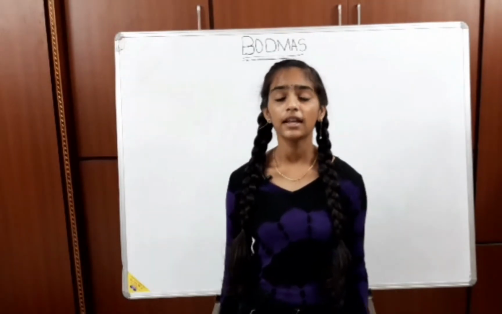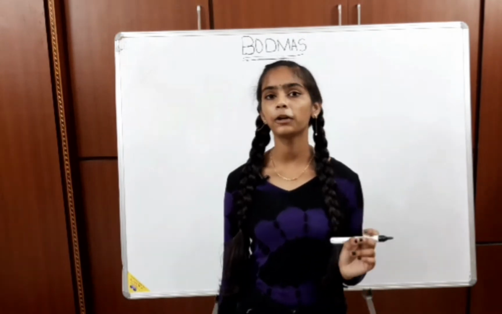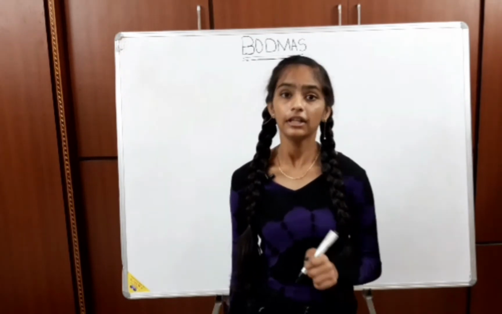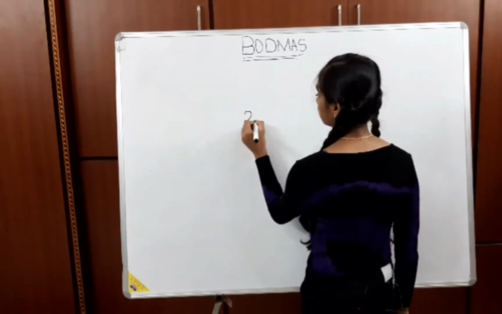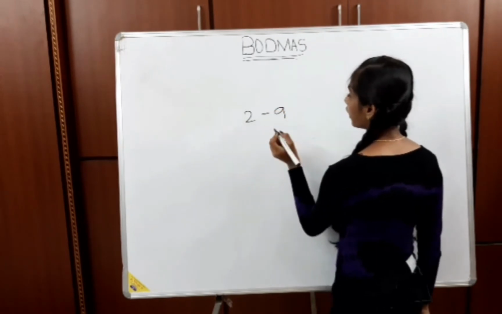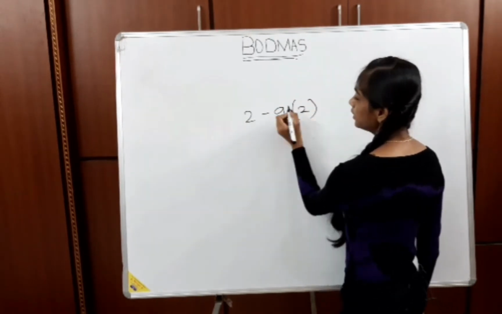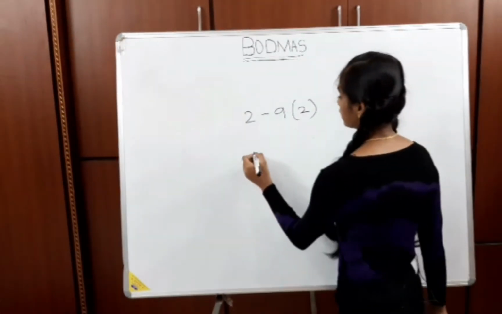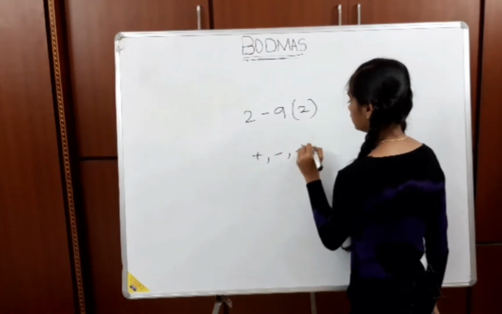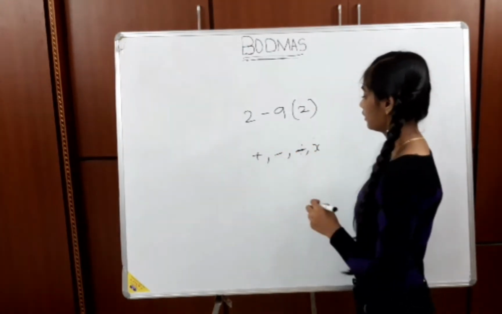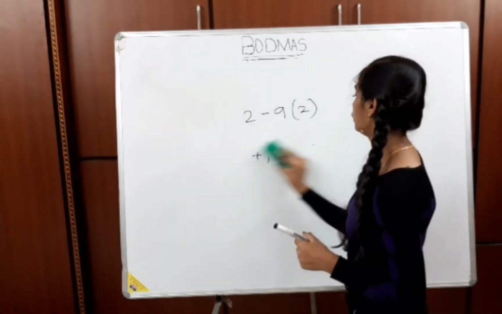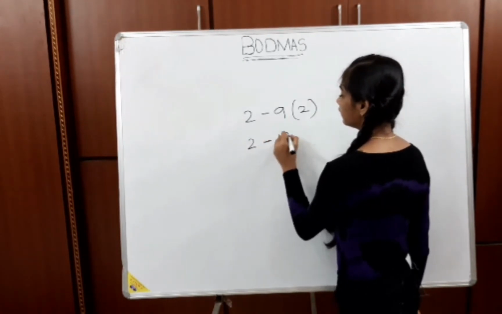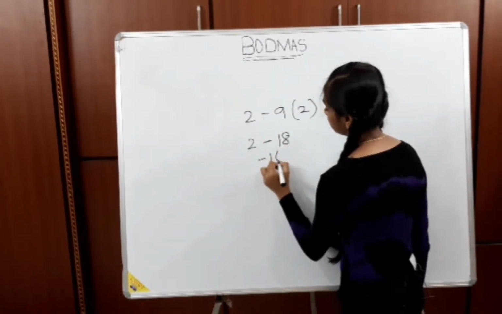And the next one is, if there is no sign between any two numbers, that is plus, minus, division or into, we should see it as multiplication. For example, 2 minus 9 into 2. Here there is no sign between the 9 and 2, such as plus, minus, division and into. So we should think of it as into. That means 2 minus 9 into 2, that is 18. And 2 minus 18 is minus 16.